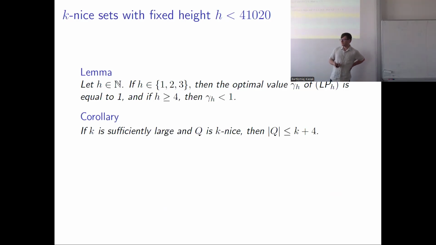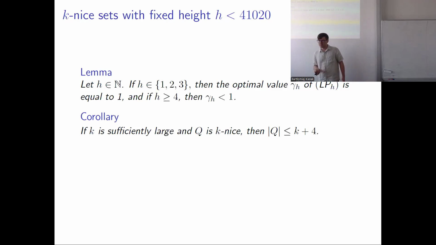So for this linear program, if h is actually equal to 1, 2, or 3, then the optimal value is equal to 1, which should not be surprising because we actually have the solutions. We presented it at the beginning of the lecture, that this gamma should be equal to 1. But otherwise, if h is larger than 3, then the maximum value of gamma is strictly smaller than 1.